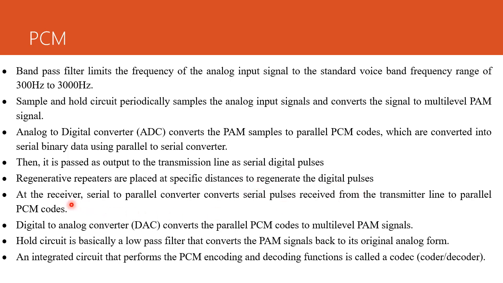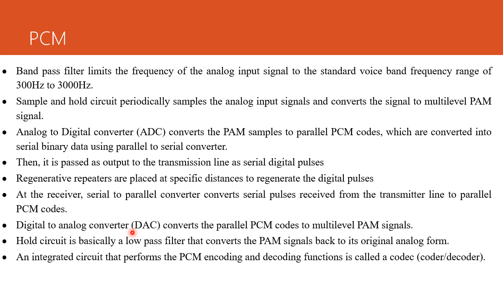At the receiver, the serial to parallel converter converts the serial pulses received from the transmitter line to a parallel PCM code. So at the receiver, we are receiving the serial data, and we have to convert that serial data to a parallel one. For that, at the receiver, we have to make use of a serial to parallel converter. And that parallel data is given to a digital to analog converter.